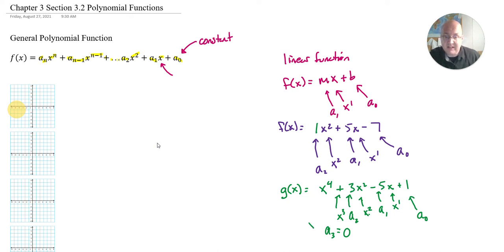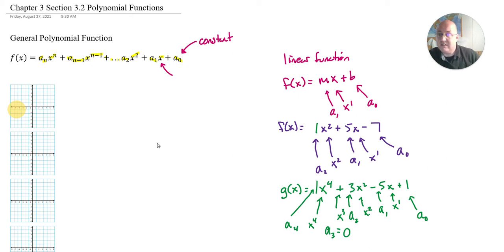Okay, so then we have x to the 4th power, that's there, and a sub 4 is 1, because there's no number there, so the coefficient of x to the 4th power is 1 in this case. The coefficient of x to the 3rd power is 0 in this case.